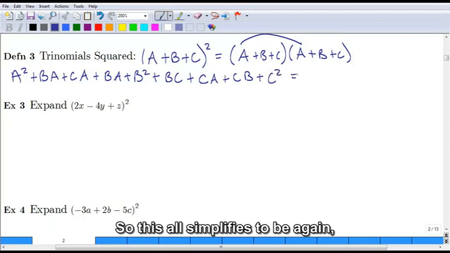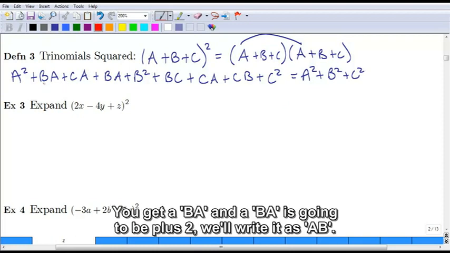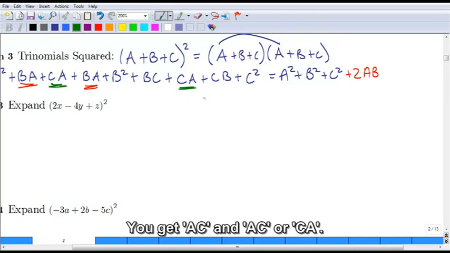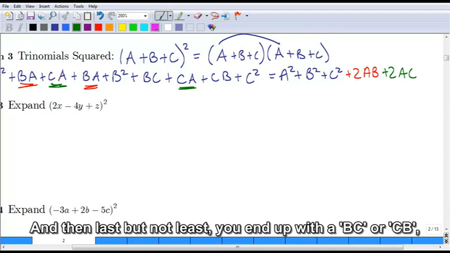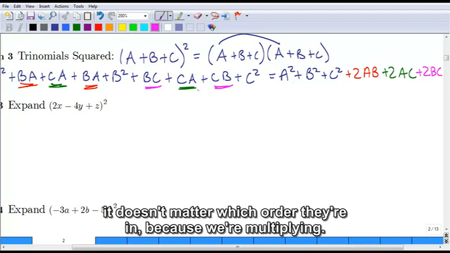So this all simplifies to be, you've got an a squared, a b squared, and a c squared. And then you end up with 2 of each of the other things. You get a BA and a BA, which is going to be plus 2, we'll write it as AB. You get AC and AC, or CA, so you get 2 of those. And then last but not least, you end up with a BC and a CB, which would be 2 of the same things. It doesn't matter which order they're in because we're multiplying.